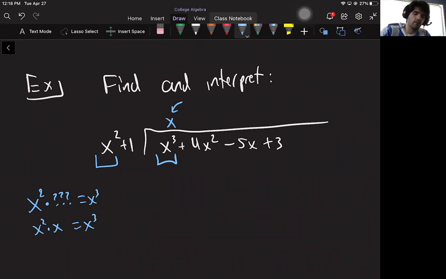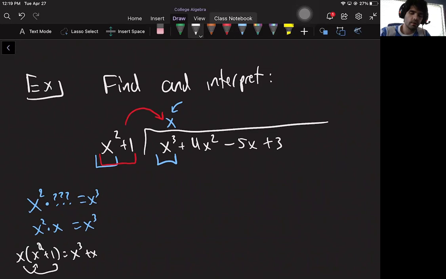And then I'm going to multiply x squared plus 1 times that x. And what are we going to get? You could do it on the side if you want. x times x squared plus 1 is going to be x cubed plus x once you distribute that in. So that's what I put underneath, x cubed plus x.